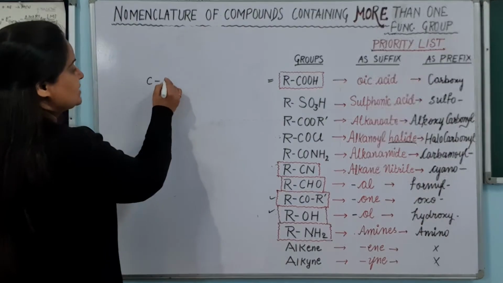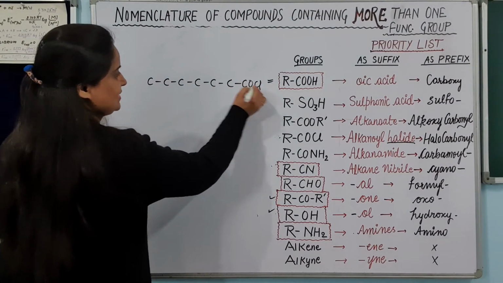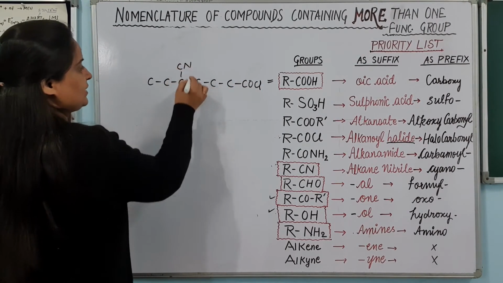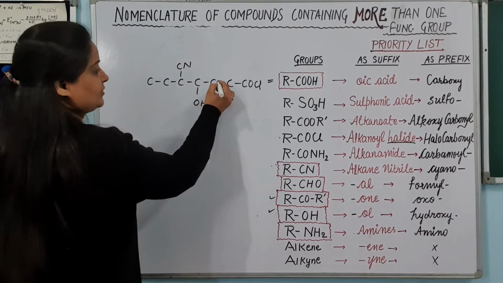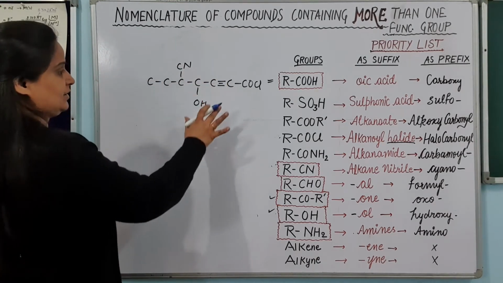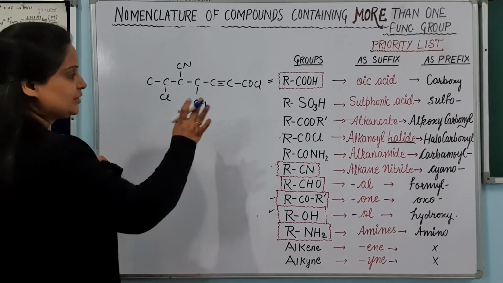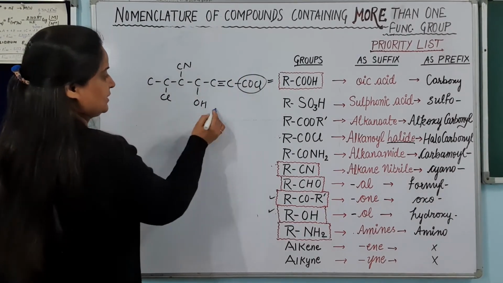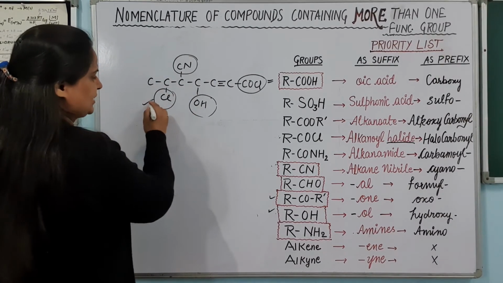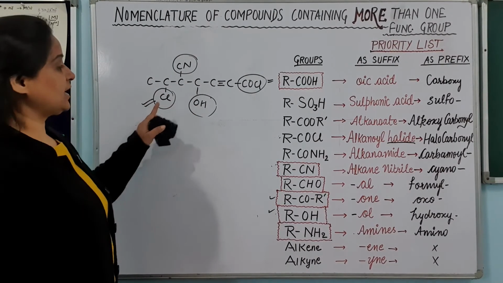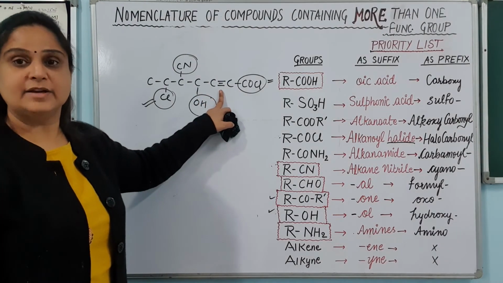So the compound is 1, 2, 3, 4, 5, 6, and COCl. And here we have CN. Here we have OH. Here we have a triple bond, and I think it's enough. And let's add one more Cl. Okay, done. So we have this and this and this. We already know that this is a substituent and the rest are functional groups. This is always a suffix, the primary suffix.